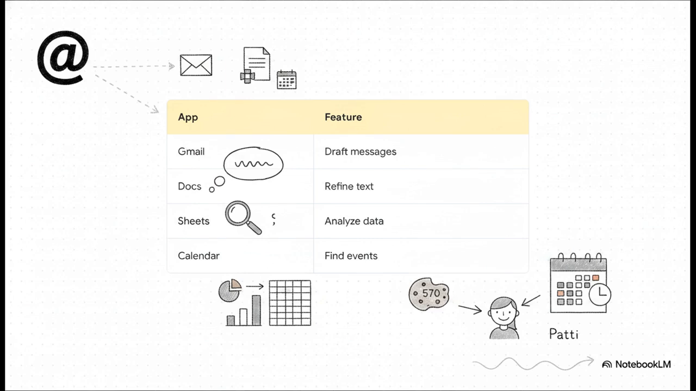Say you need to share that 570 sales figure with your manager, Patty. You don't have to go digging through your calendar app. You just ask Gemini when your next meeting with Patty is, and it pulls up the schedule instantly. Talk about taking the friction entirely out of your day.